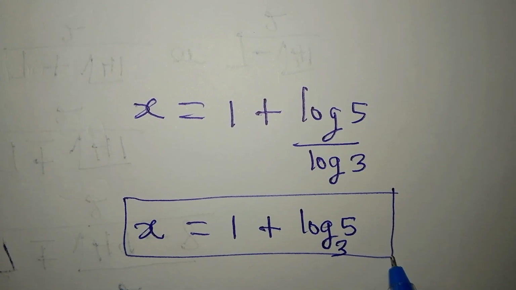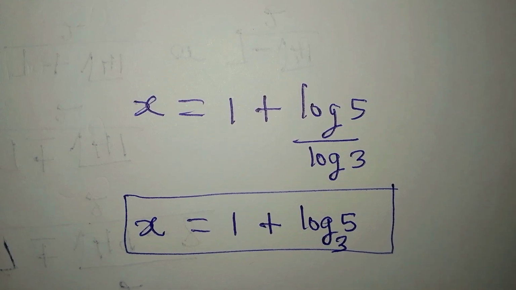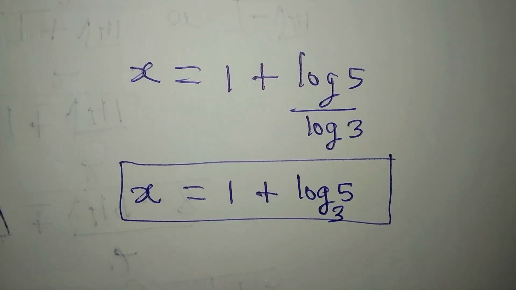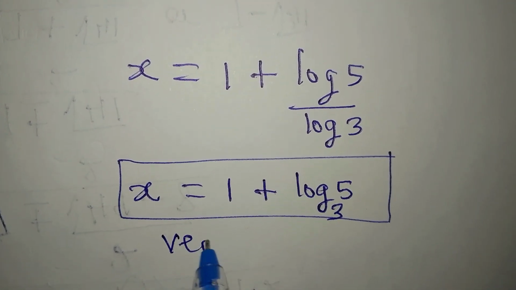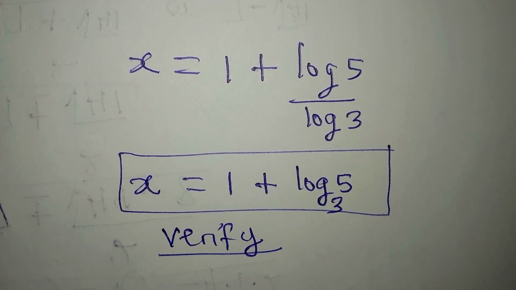If you do not want to press your calculator, you stop here. If you want to press calculator, you can enter log 5 to base 3. If your calculator cannot work in base 3, then you enter log 5 divided by log 3. So it will give you this value. But we always verify. So hold on. Let us go and verify.